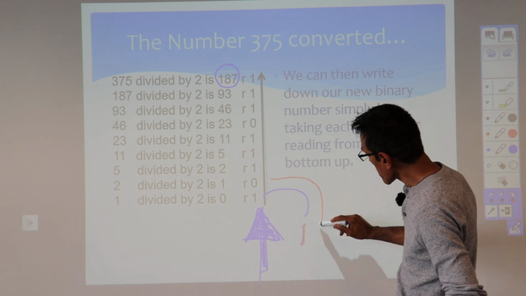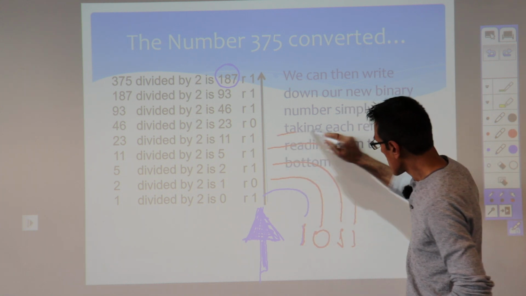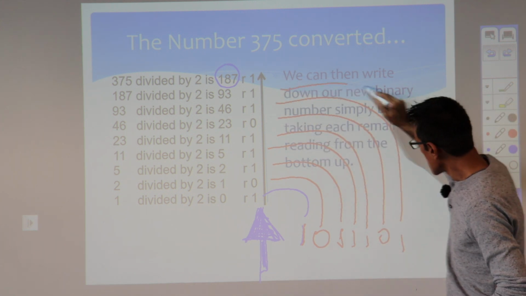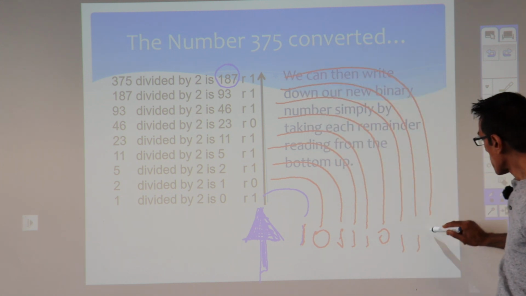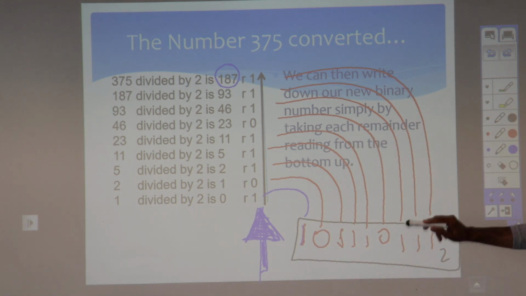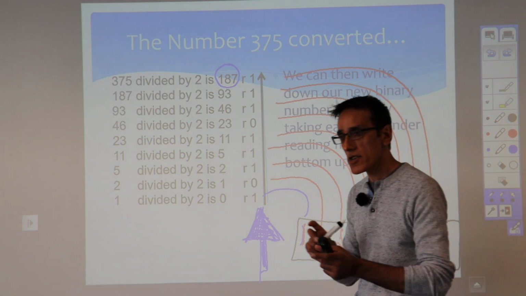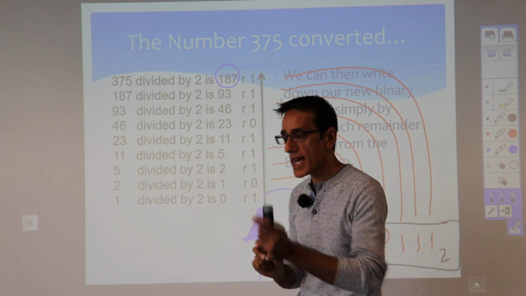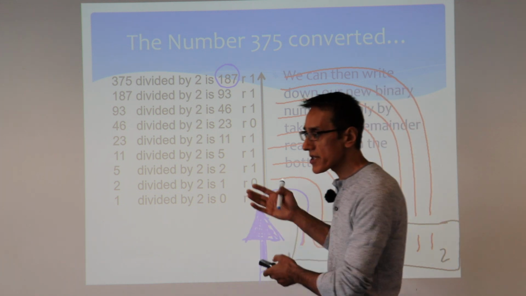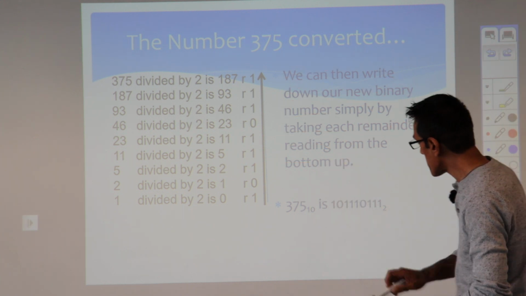1, 0, 1, 1, 1, 0, 1, 1, 1, base 2. That's the binary. So this is known as the division method. So two methods I've shown you now for converting from a base 10 number. So you take the base 10 number, you can either use the columns method or you can use the division method. Now 375 was an odd number.